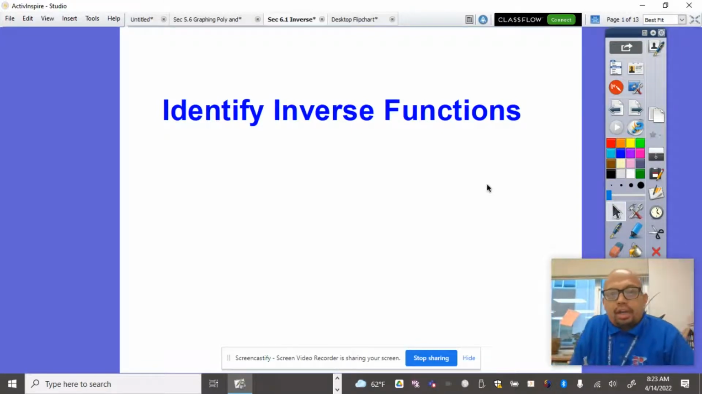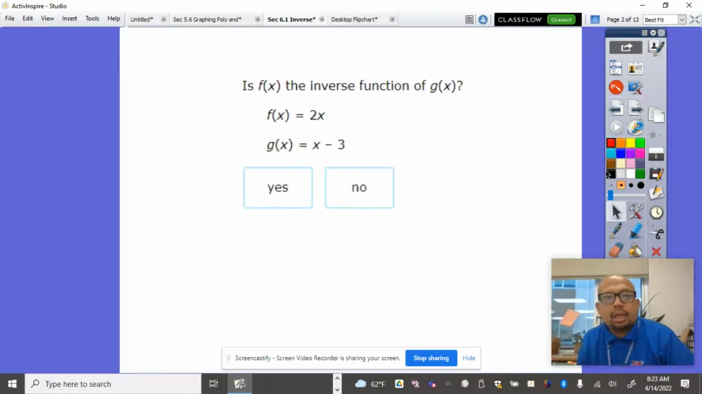And today we're going to learn about inverse functions, how to identify if two functions are inverses of each other. Let's say we are given two functions. If f of x equals 2x and g of x is equal to x minus 3, is f of x the inverse function of g of x?